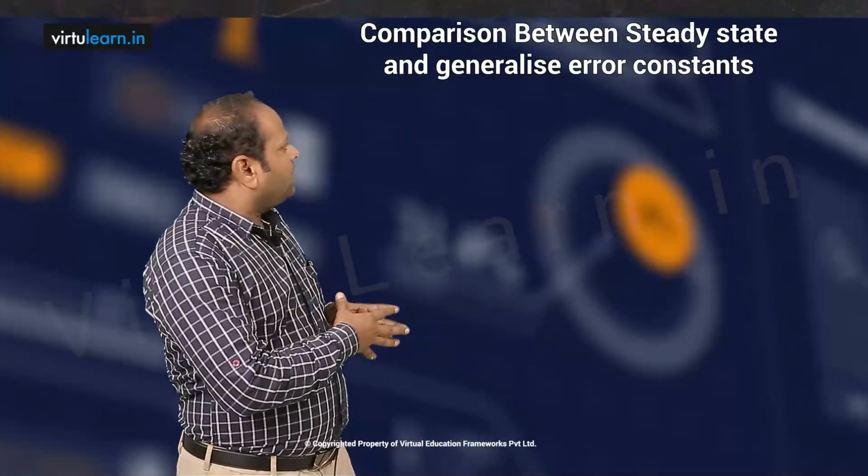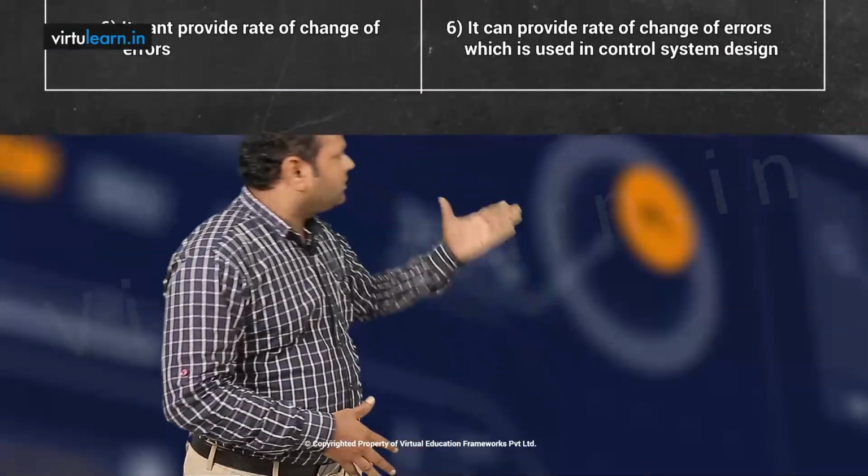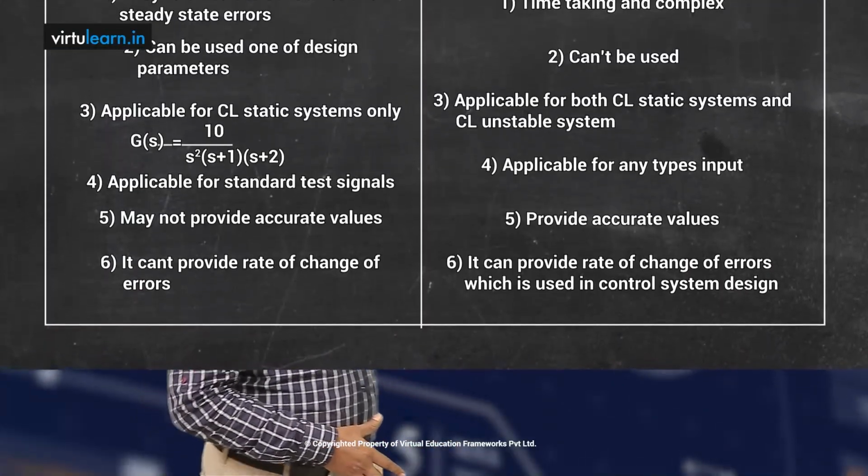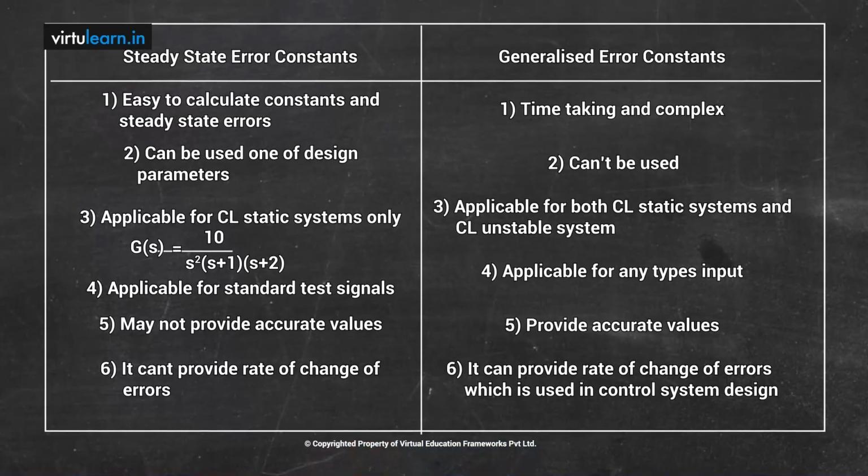So let us differentiate here. I want to write here steady state error constants, and here generalized error constants. We know that in steady state error constants Kp, Kv, Ka, the calculations are very simple. We already looked at the table. From the table we can directly find the steady state error, so the calculations are simple and very easily we can find the steady state error.